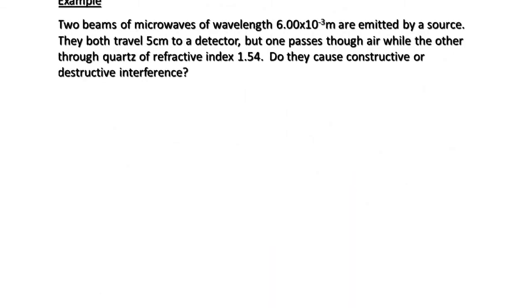As an example, I'll read out the problem for you. Two beams of microwaves of wavelength 600 nanometer are emitted by a source, and they both travel 5 centimeter to a detector, but one passes through air while the other passes through quartz of refractive index 1.54. We have to look at whether they cause constructive or destructive interference.